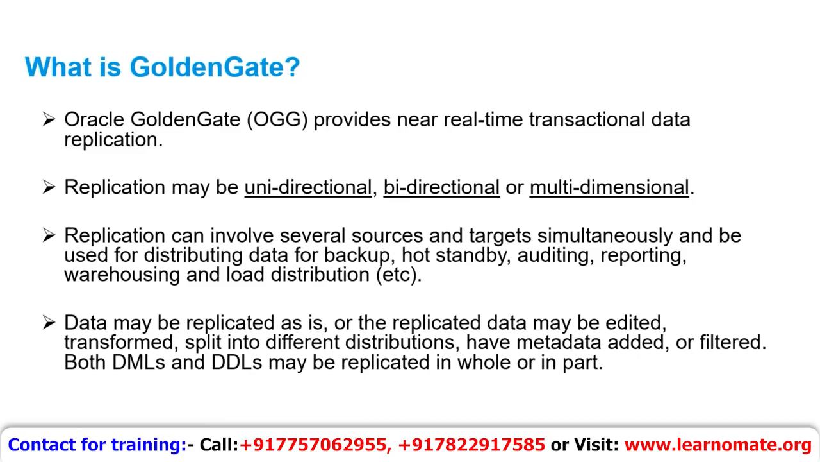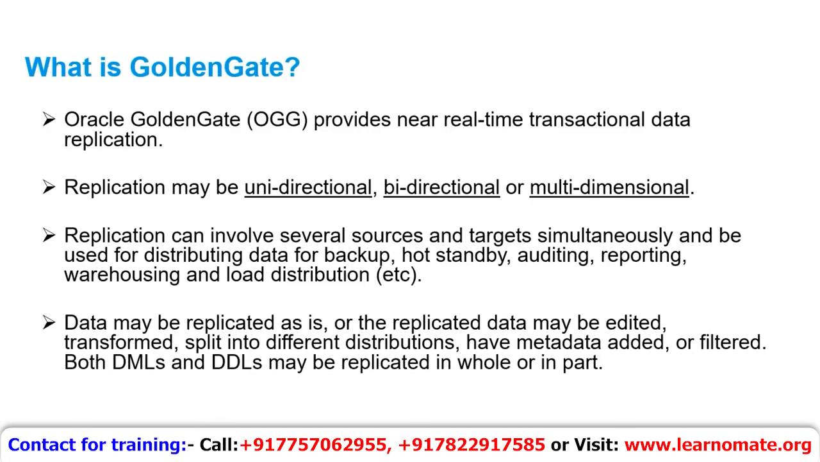Another important part with GoldenGate is you can use data transformation as well. So data may be replicated as is. That means whatever data is there on source, as it is, it could be replicated on target, or replicated data may be edited and transformed. So edited and transformed means, say for example, just to give you an overview, on source you have a table called employee. In the employee table on source you have two columns, salary and commission. However, on target you have only one column, salary. So you want the addition of salary and commission to be present in the target salary column. So you can transform the data.